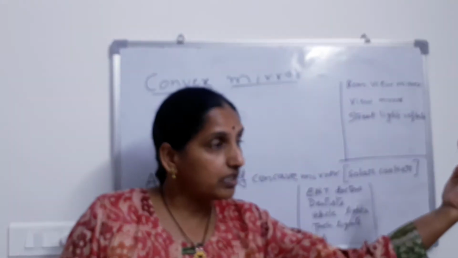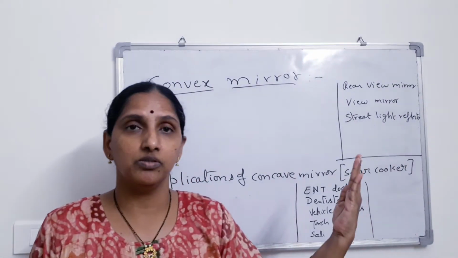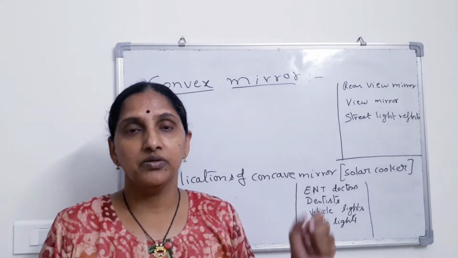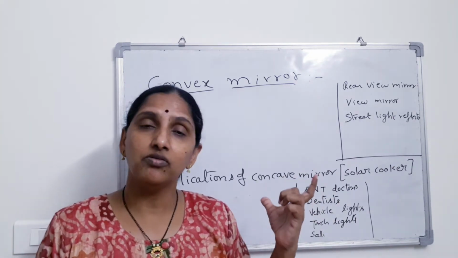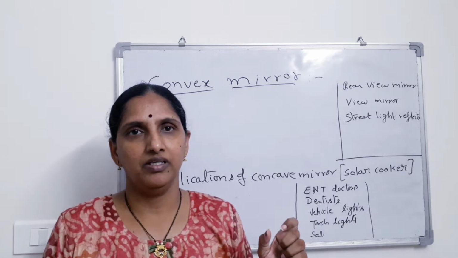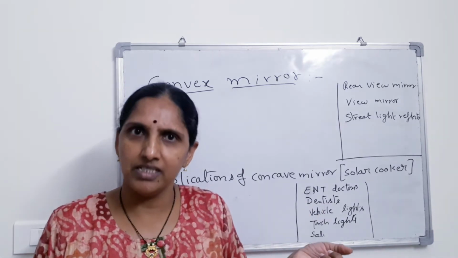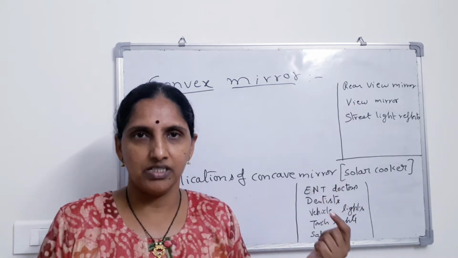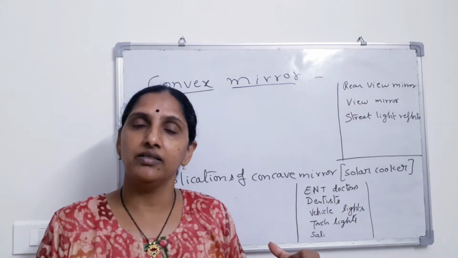As you bring the object nearer to the mirror, that is, beyond C at a finite distance, you can see that the image is formed between focus and C, and that is a smaller size image, may not be diminished but smaller than the object size, but it is inverted and real.